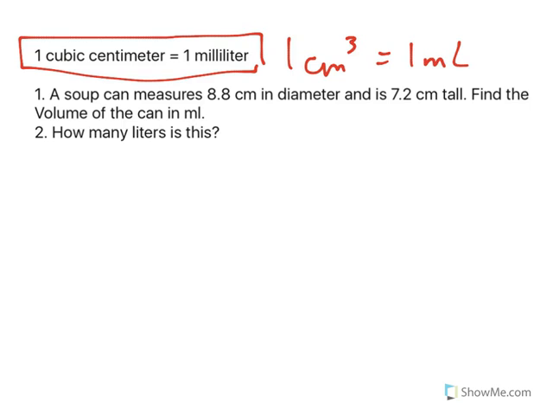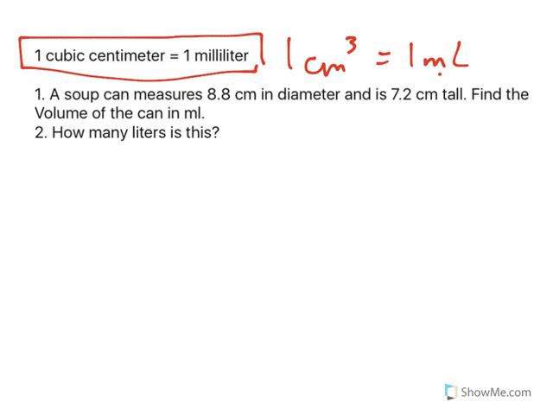Now a cubic centimeter, think of it like a sugar cube. It's a little cube, and it's 1 centimeter on each side. Well, if we would take that solid sugar cube and turn it to liquid, it would be 1 milliliter. So we can actually change something from solid to liquid using some of these conversions.